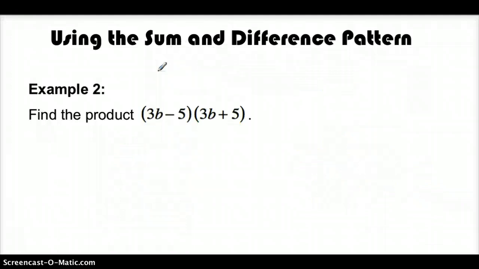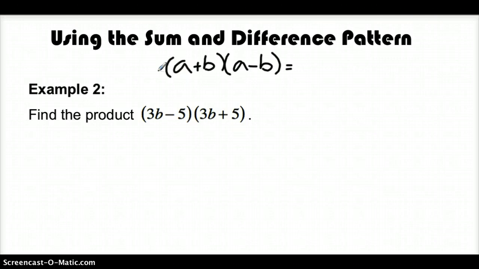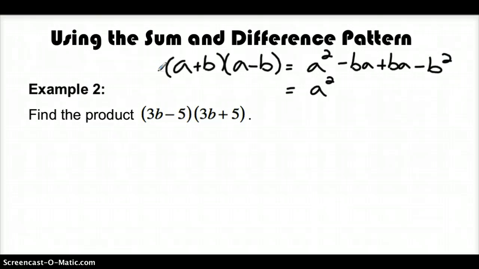We'll even derive the pattern one more time. Say we have a plus b times a minus b, and if we FOIL this, we end up with a squared minus ba plus ba minus b squared. We know the middle terms are going to cancel out, or as I like to say, the OI drops out of FOIL, and a squared minus b squared is what we have left.